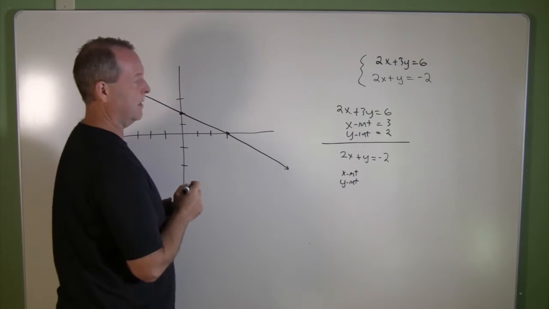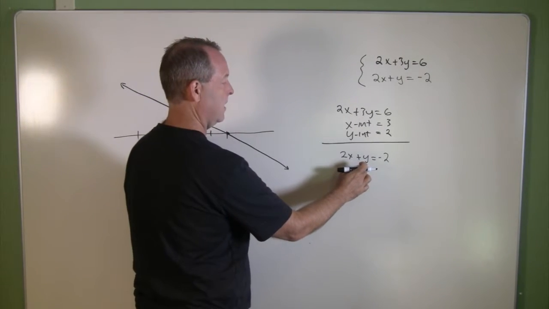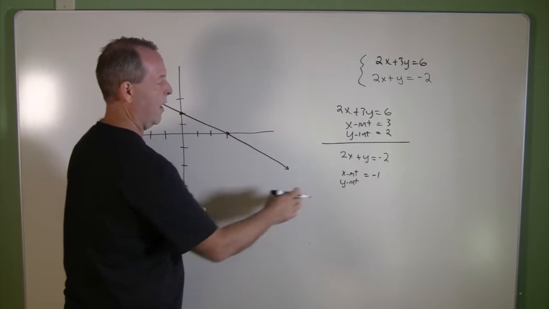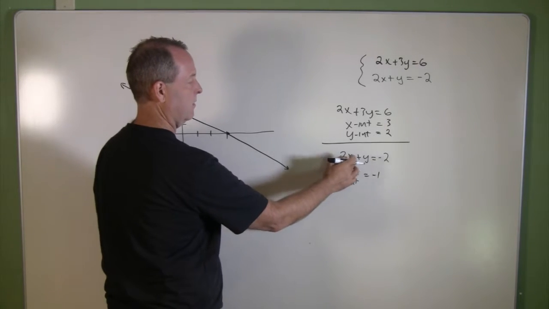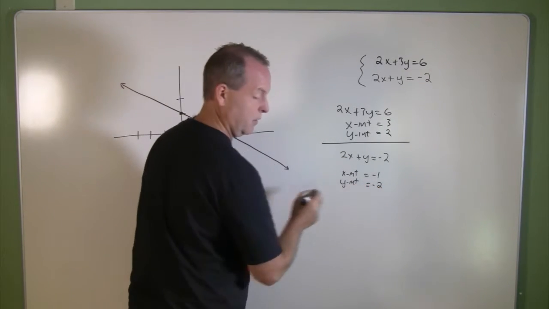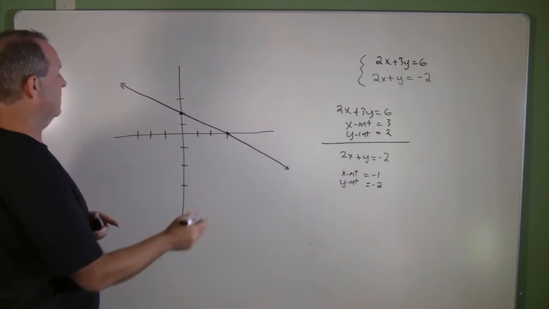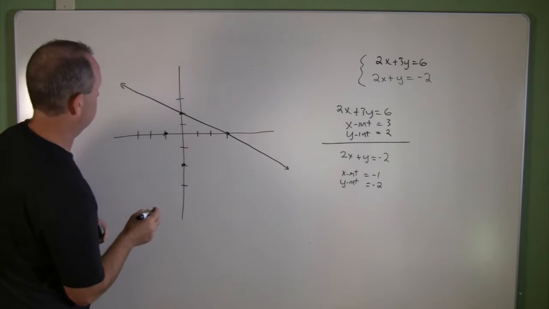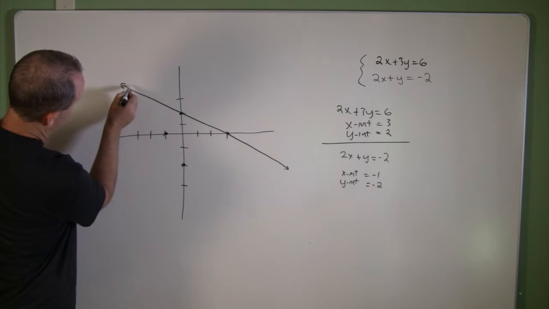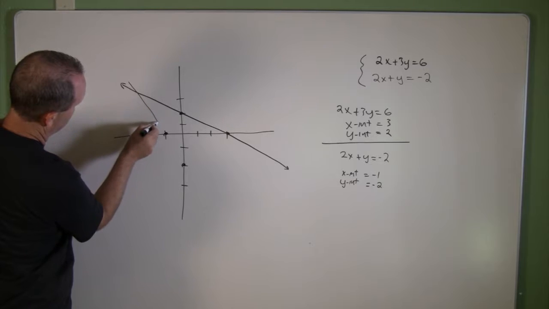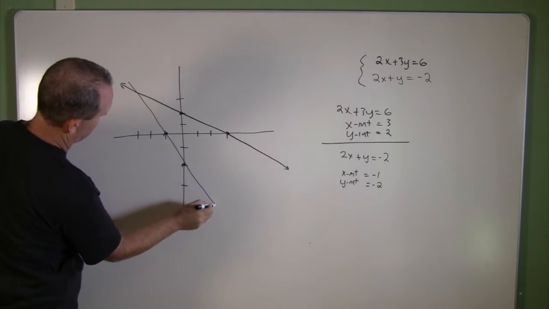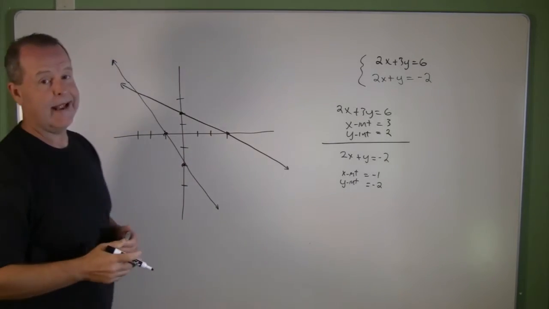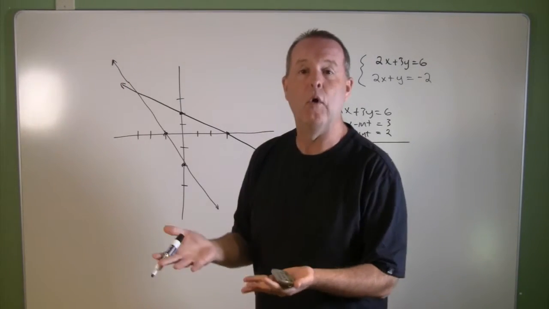And its y-intercept. Its x-intercept happens when y is 0, so that would have to be a negative 1. Y-intercept occurs when x is 0, and I get a negative 2. So x-intercept of negative 1, y-intercept of negative 2. And now I was able to graph both lines.